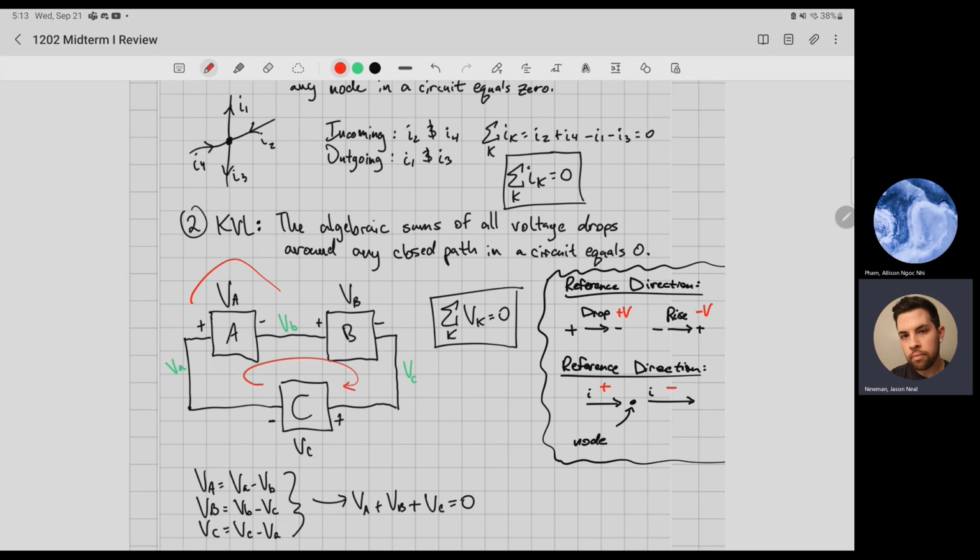So the voltage across this element A is a voltage drop, because you have positive voltage on one side and negative voltage on the other side. You're losing voltage. That's a voltage drop.